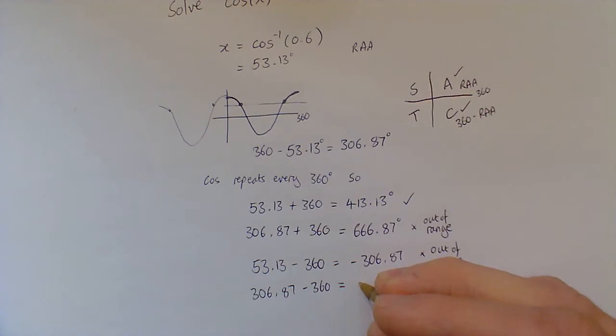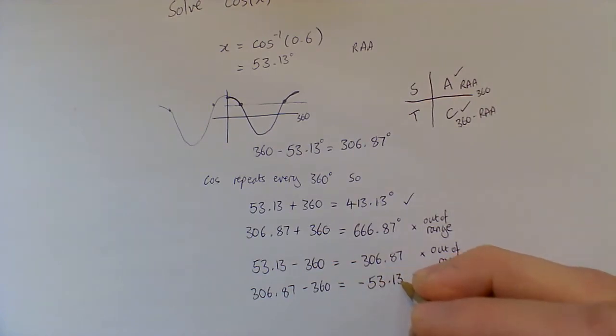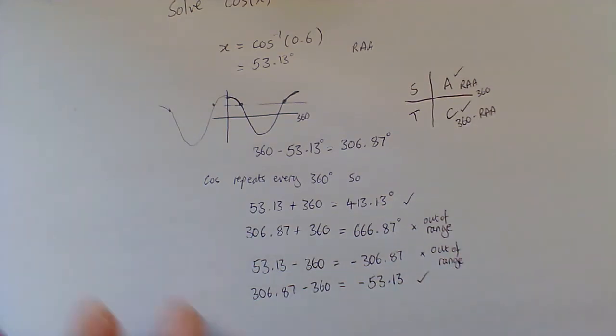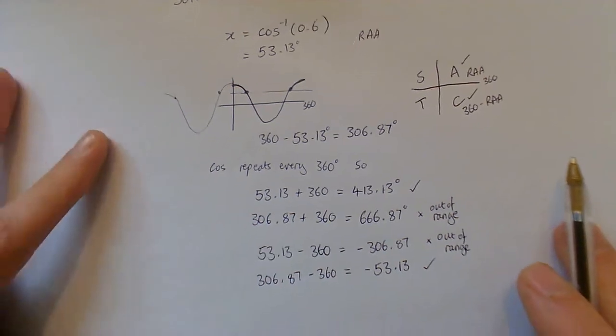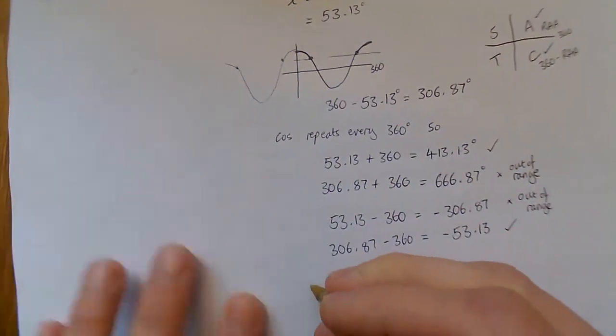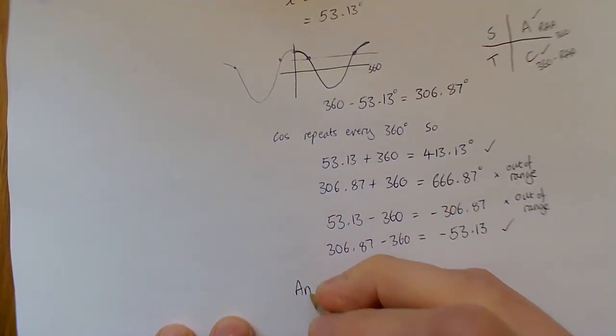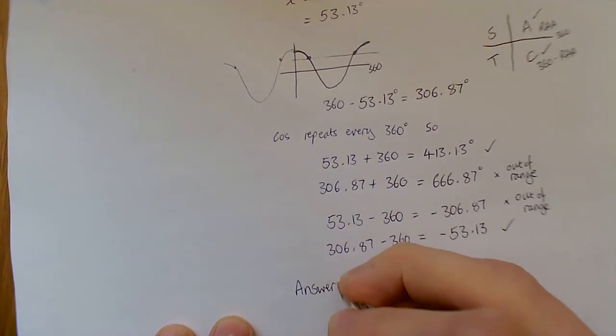This one here, on the other hand, gives us minus 53.13. Sorry, that one works nicely. So actually, try them. If you get things that are out of range, that's not a problem. Just note it down. Be aware of it. You've only spent a moment figuring one out that is not required.